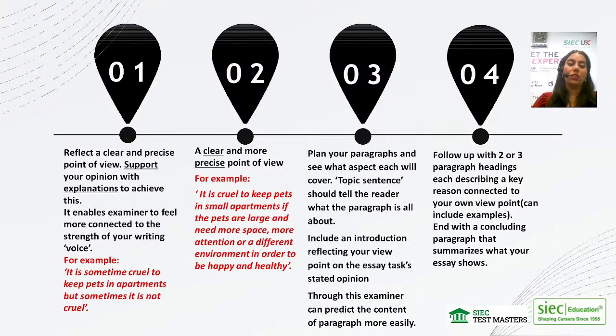Now, the student has written, it is sometimes cruel to keep pets in apartments, but sometimes it is not cruel. Now, I pretty much get it because I'm the trainer and you are my student. I understand you better. I have had the personal interaction with you, so I can understand you better. That is what goes wrong. When you practice, you do it for the trainers. You do not do it for the examiner. You do not attempt it in a way where you are writing for the examiner. That is what most of us are doing wrong.